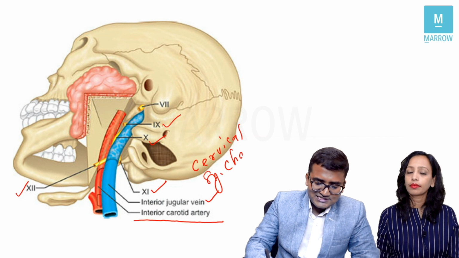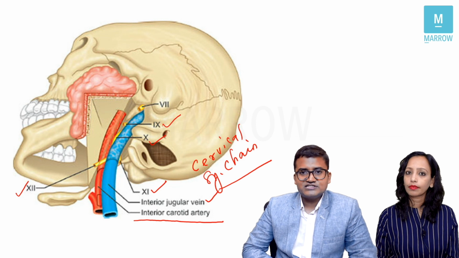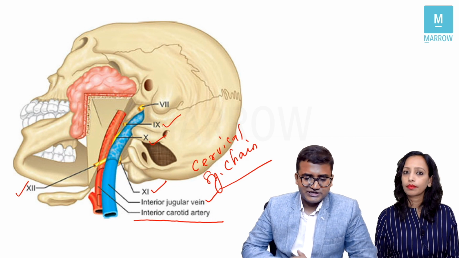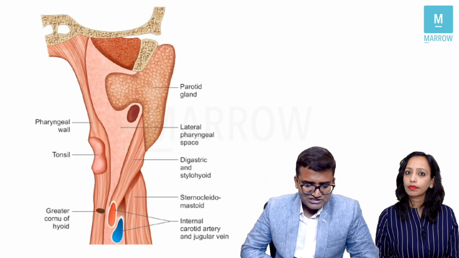So these are the contents present in the posterior part of the parapharyngeal space. Now in the anterior part, we don't have any neurovascular structures there. Now again, see this diagram. Again, this diagram is showing the parapharyngeal space.